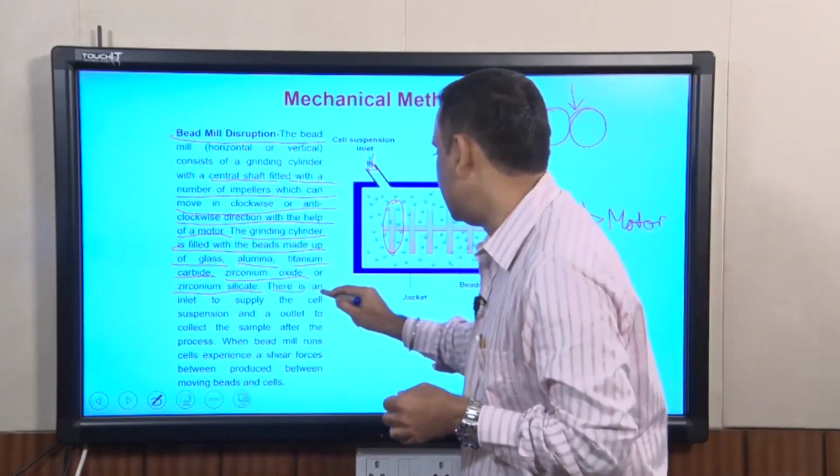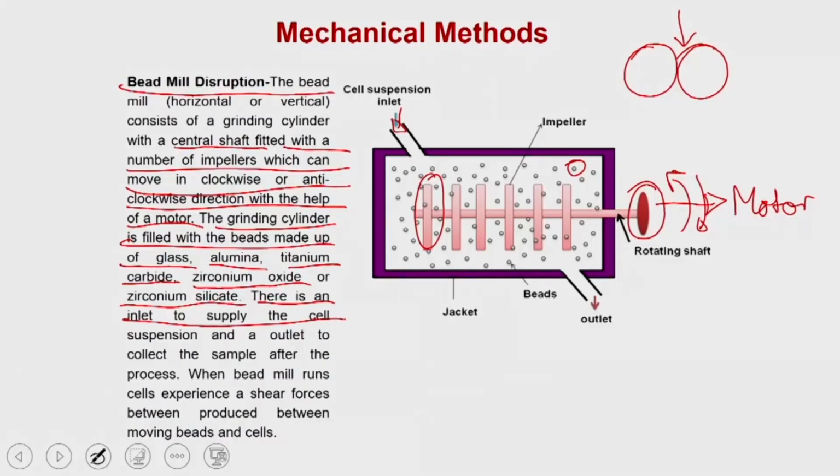So, there is an inlet to supply the cell suspension and an outlet to collect the sample after the process. When the bead mill runs, cells experience shear forces between the moving beads and the cells.